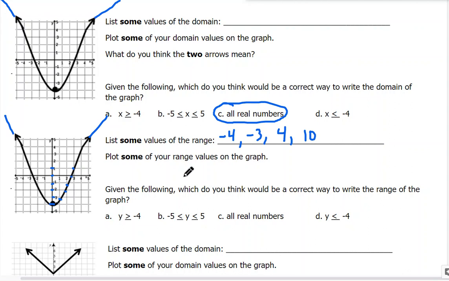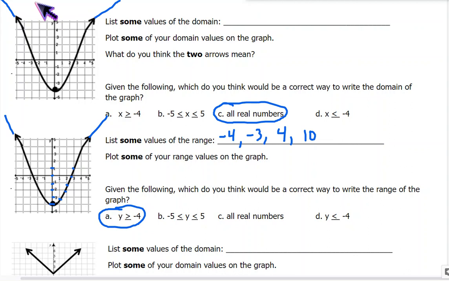So how could I write that? The smallest it can be is -4, because that's the bottom of this curve and then it goes back up again. But it can be any number that's bigger than -4, so it would be y is greater than or equal to -4.